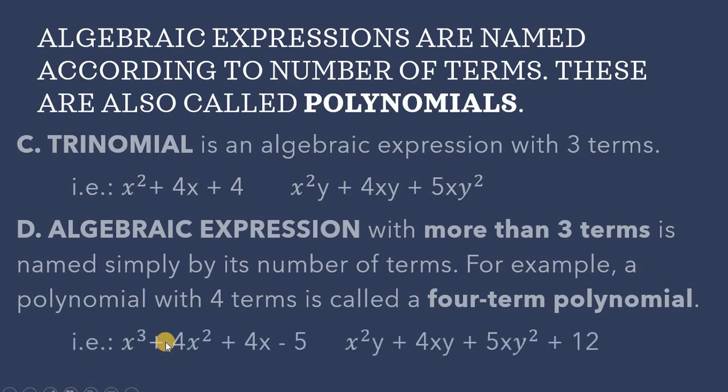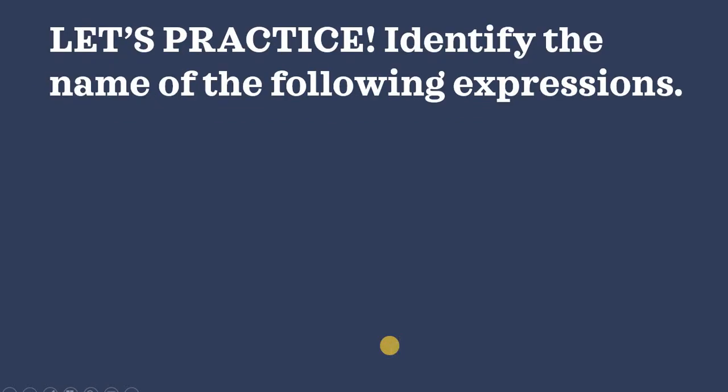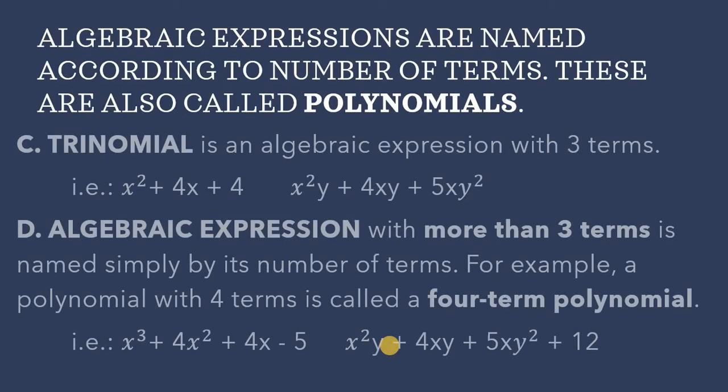Okay? Halimbawa, x cubed plus 4x squared plus 4x minus 5. 4 terms to. 1, 2, 3, 4. Okay? Ganun din itong isa pang example. 1, 2, 3, 4. These are 4-term polynomials. Paano naman kapag 5? Of course, ang tawag dun 5-term polynomial. 6-term polynomial. 7-term polynomial. So on and so forth.